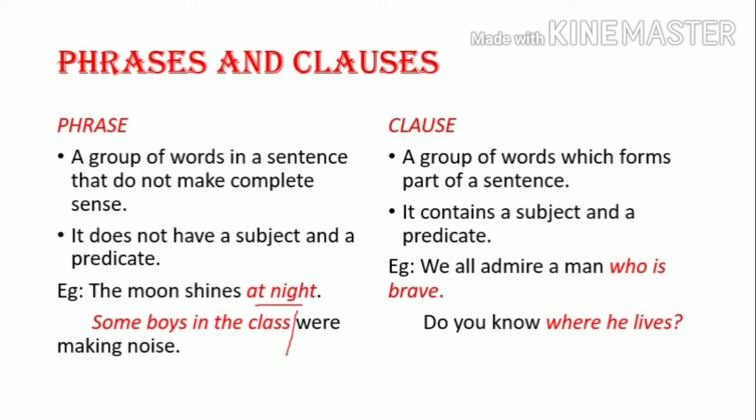Whereas a clause is a group of words which forms part of a sentence. Clauses again can be dependent or independent, but all the clauses will have a subject and a predicate. It has a complete meaning. We all admire a man who is brave. Who is brave is a relative clause. Do you know where he lives? It is an adverb clause. Where he lives, you have the subject, you have the predicate, you have the verb here.